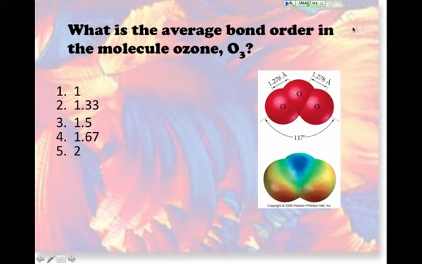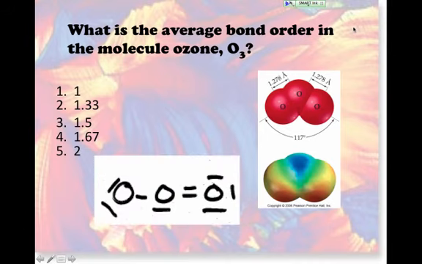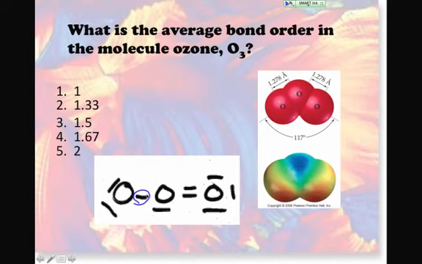The average bond order in the molecule ozone depends on its more stable structure here. So look, I have 1 bond between these 2 oxygens, then I have 2 bonds between these 2. So I add up the total number of bonds. But where do I have places for that bond to occur? Well, not here. This is a lone pair. So I only have 2 bonding sites. So it's 3 divided by 2, which is the decimal 1.5, which is choice 3. And this should make sense.